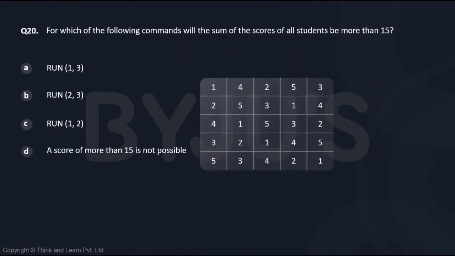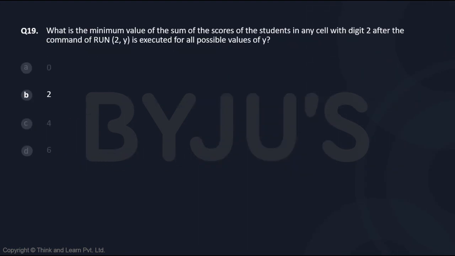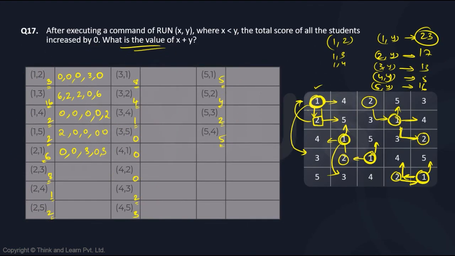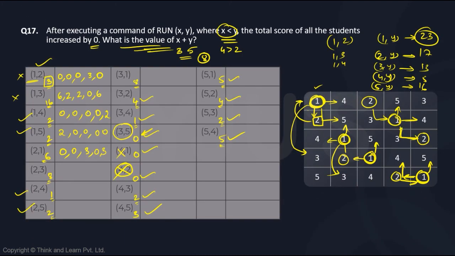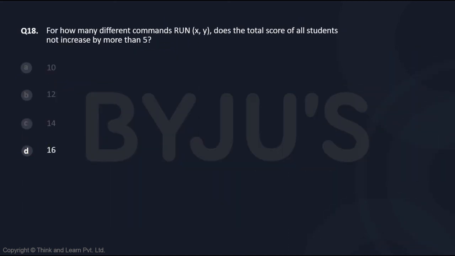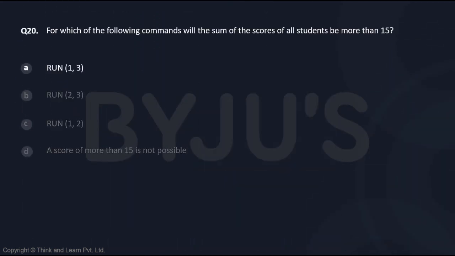Last question, for which of the following commands will the sum of the scores of all students be more than 15? We can use the table directly. So the sum of the scores of all the students more than 15. So 1 comma 3, if you remember this table, the total is 16, right? In fact, it is more than 15 only for 1 comma 3, nowhere else. So that is your answer straight away. 1 comma 3 is your answer. No other values are more than 15, right? So that's option number A.